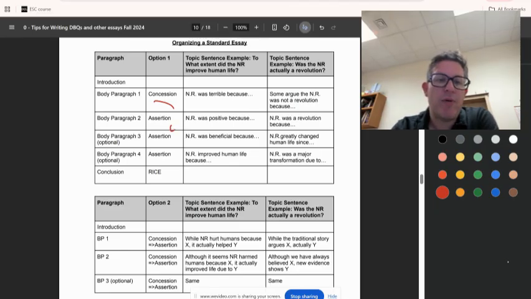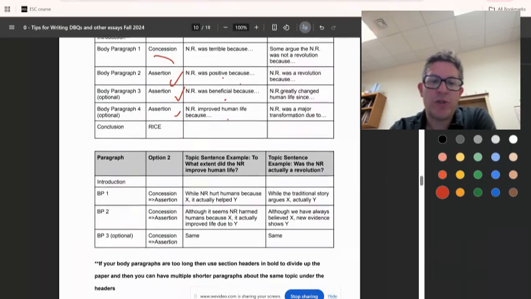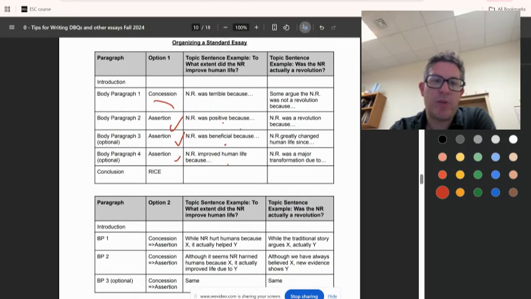And then you could have however many body paragraphs that are assertions. It could be one, it could be two, three, or four, however many you want. Obviously, you want to word your topic sentence a little differently for each one: positive, beneficial, improved human life, or reasons why it was a revolution. You can also conceivably put the concession after all the assertion paragraphs. That's possible as well.